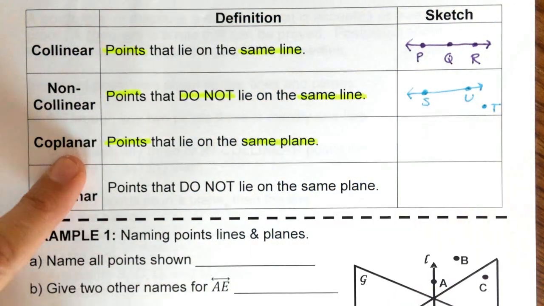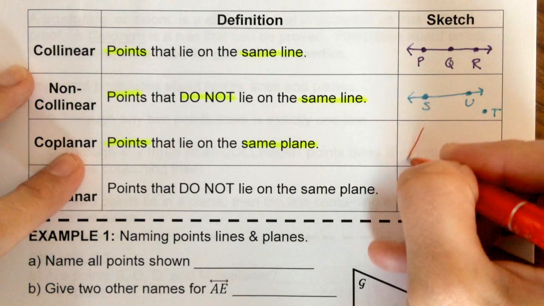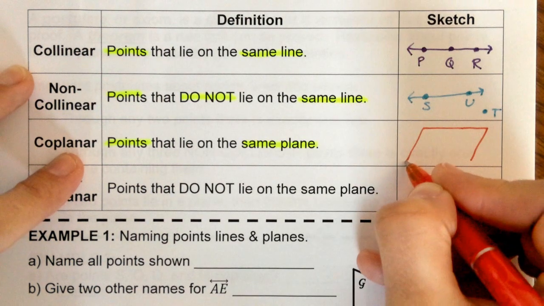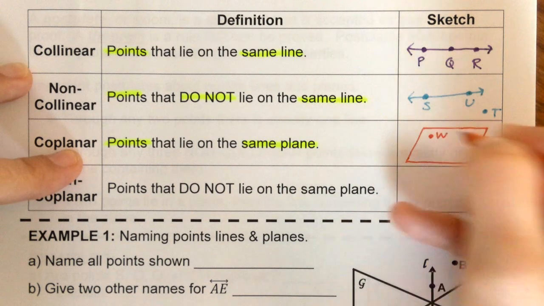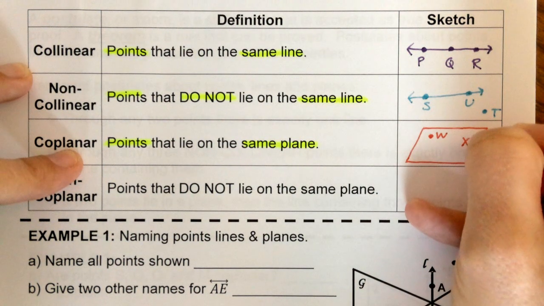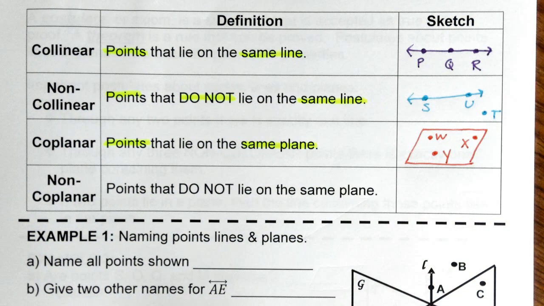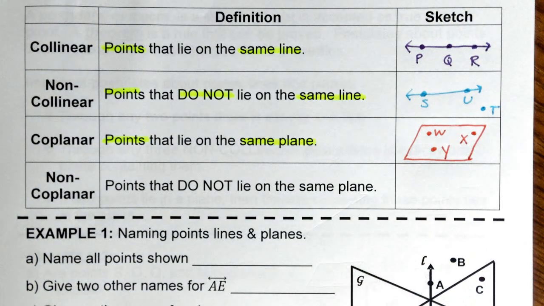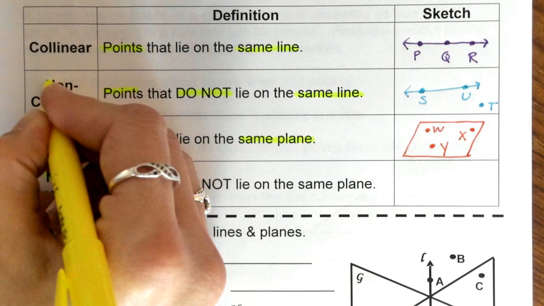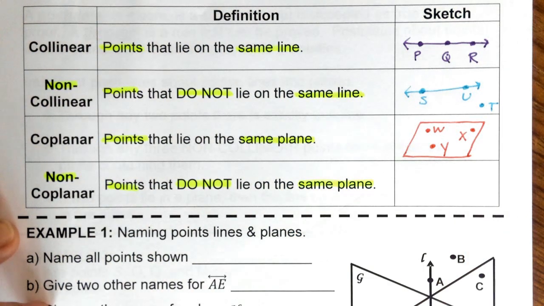Coplanar. We have points that lie on the same plane. Co together, planar, plane. So if we have a plane here, we'll draw that plane like we saw on the first page. And let's say that we've got W here, X right here, Y right here. These three are coplanar. They fall on the exact same plane. They're all together on this two-dimensional plane.